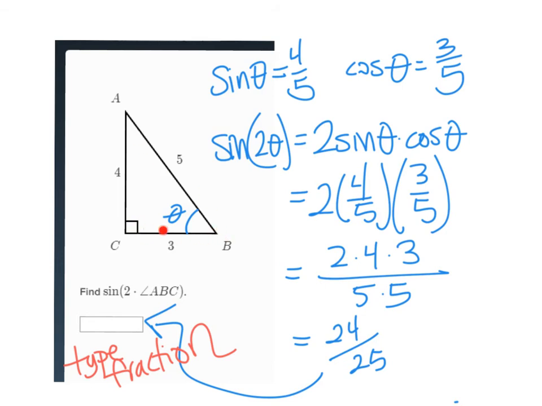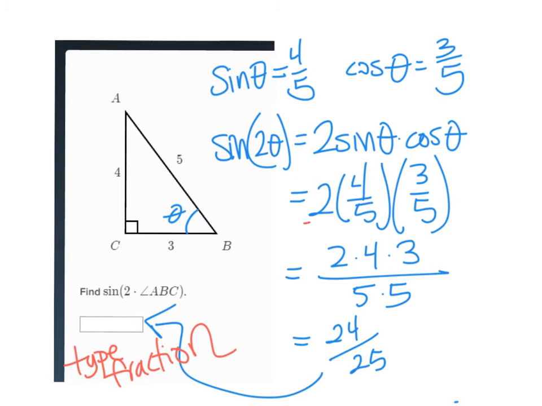So if this is our angle, again we have adjacent over hypotenuse for cosine of the angle, and we have opposite over hypotenuse for the sine of the angle. And our identity, our formula, says that sine of 2 theta is equal to 2 sine theta cos theta. So we know it's 2 times 4/5 for sine of theta times 3/5 for cosine of theta. Alright, and then we're multiplying.